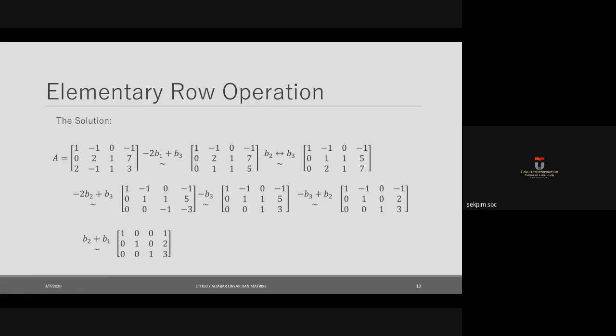How to do that? Remember that ERO consists of only 3 kinds. The first one is a row interchange. The second one is we multiply a row by a non-zero scalar or non-zero constant. And the third one is we multiply a row by a non-zero constant and add it to another row. So those are the 3 kinds of ERO operations.